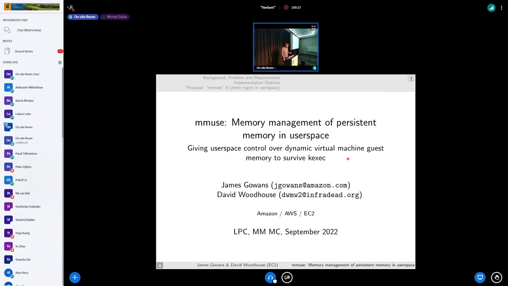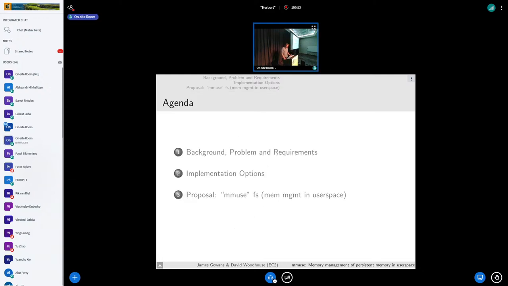I'm going to introduce this concept of Muse, memory management in user space as a file system, which should hopefully provide some of the memory management capabilities we need to support live updates. Roughly, we'll look at an overview of what live update involves and some of the memory management requirements. Then we'll look at some possible options for solving it, specifically a fully in-kernel managed approach or a user space managed approach, and then go into some details about how that suggested file system in user space with memory management controls could work to support live updates.